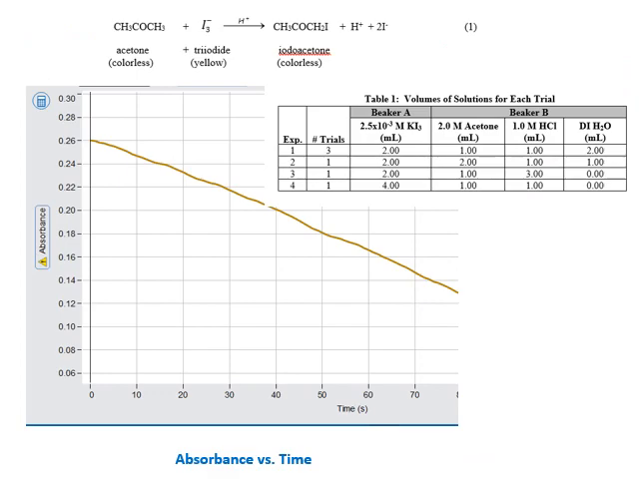Next in the experiment, we use the spectrometer to monitor the absorbance of the reaction solution as a function of time at different initial concentrations of the reacting species. As the reaction proceeded, the absorbance of the solution decreased because the yellow triiodide ion was getting consumed. We generated 6 of these graphs in the experiment. 3 for the first set of concentrations, and 1 for each additional set of concentration values.